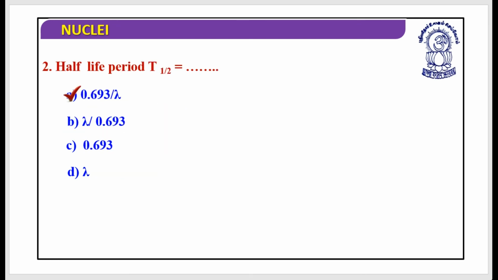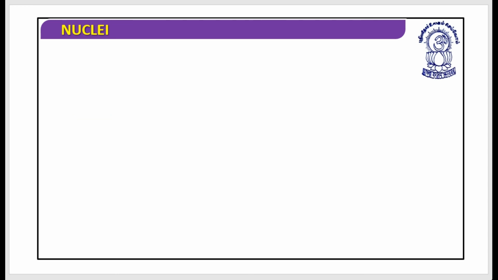Next, half-life period tau half could be given as 0.693 divided by lambda. This is the tau half. I hope this is clear. Do you have any doubts up till now? Are you ready for the question? Great. Let's have a look.